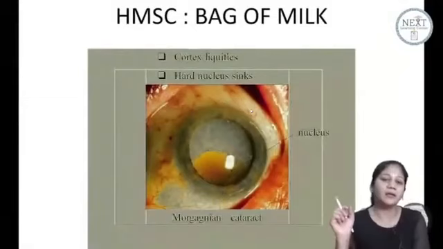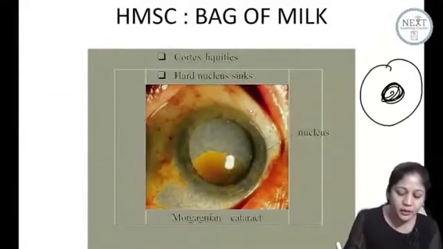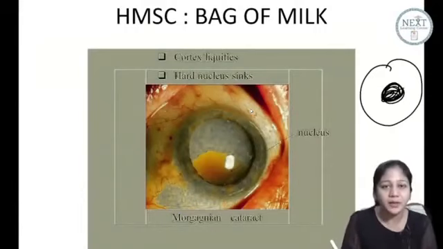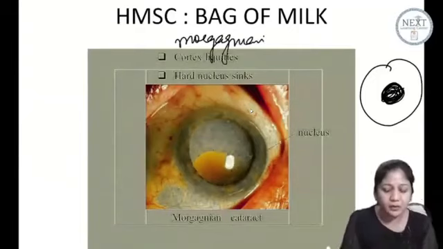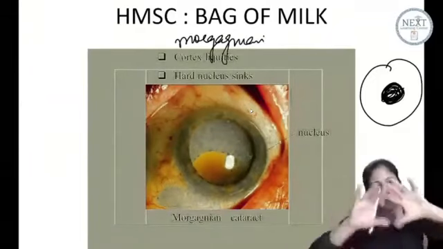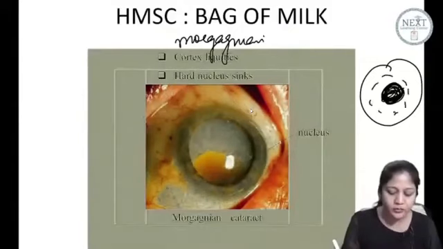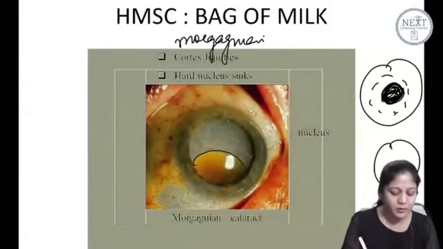HMSC Morgagnian type. So guys, what is happening here? Please see. Generally, there's a central nucleus. But here, what is happening? This is a complication. In the Morgagnian type of cataract, the surrounding cortex becomes liquefied. So what will happen? The nucleus which was in the center will sink down. So this is your bag of milk appearance.